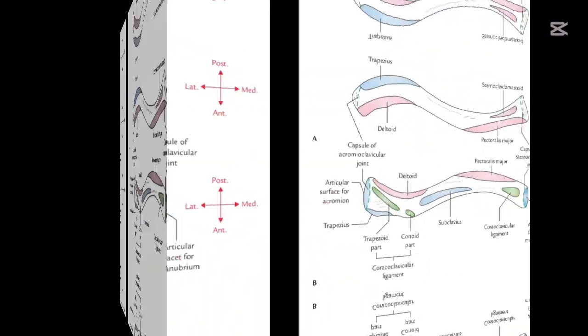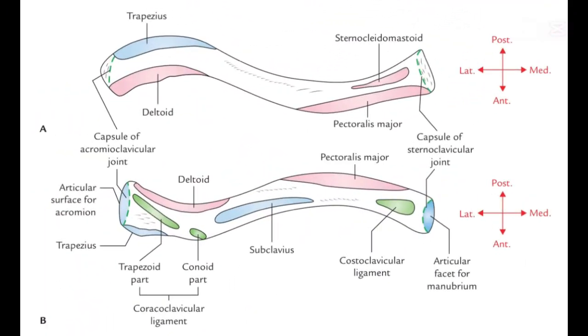Since we have said that one too, the next one is in the medial end. Since we have sternoclavicular joint, we also have sternoclavicular ligament. Don't forget, sternoclavicular joint, sternoclavicular ligament, acromioclavicular joint, acromioclavicular ligament. So in the lateral end, you also have one more ligament, and the ligament is called the coracoclavicular ligament.